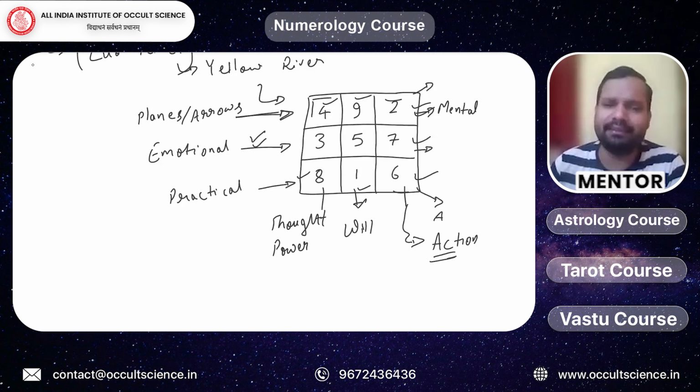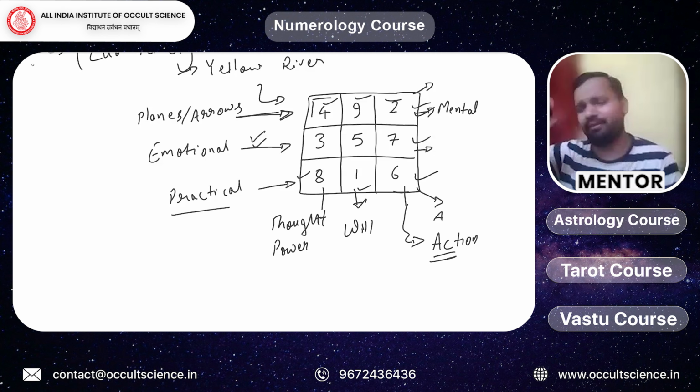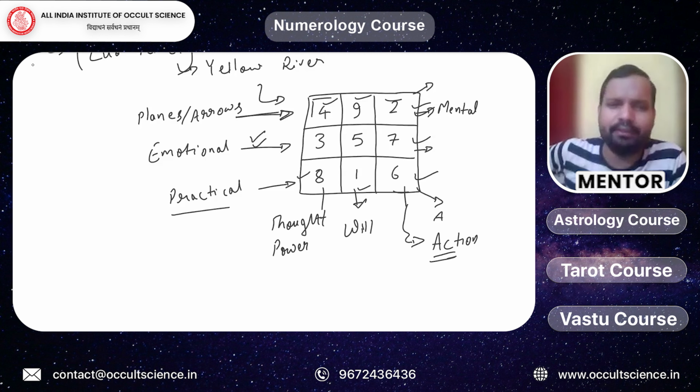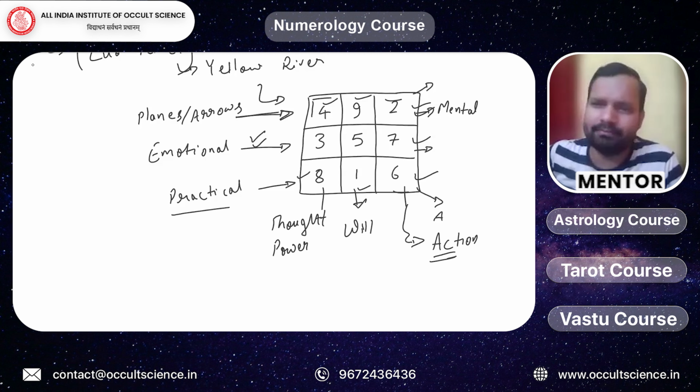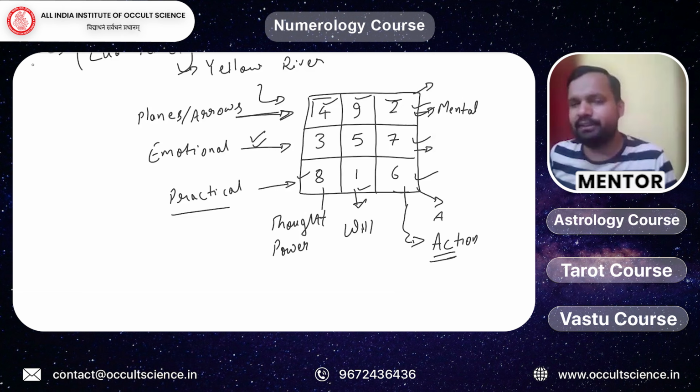This action and this practical are very much correlated in the theory part. They are very close to each other. But other arrows are somewhat different. Every arrow is different. Mental plane is different from emotional, emotional is different from practical, and so on. But again, practical and mental will have some correlation. It will be there. When we jump into the theory part, all of this will become clear.